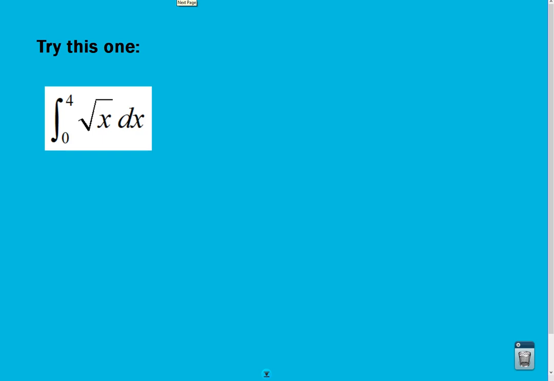The function is from 0 to 4 of the square root of x with respect to x. Okay, again, if I wanted to, this is a definite integral, I could write this as a limit. I really don't want to. Do you want to? If you do, go for it, knock yourself out. But I'm going to do this the faster way so that we can get this done a whole lot quicker. The first thing I'm going to do is say from 0 to 4, x to the 1/2 dx.